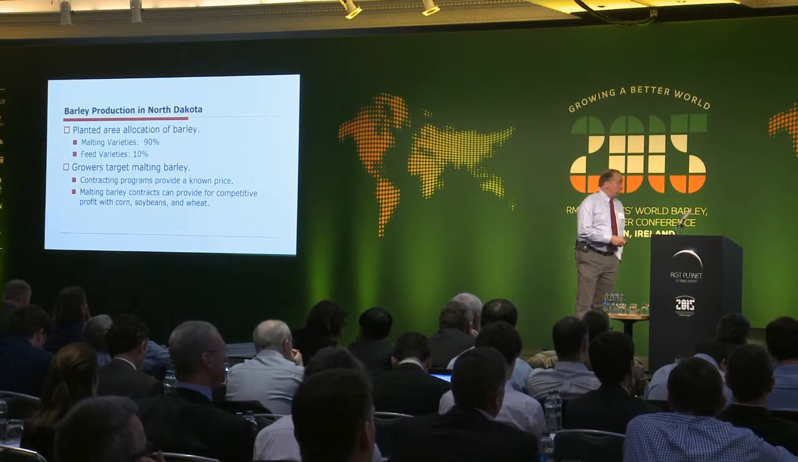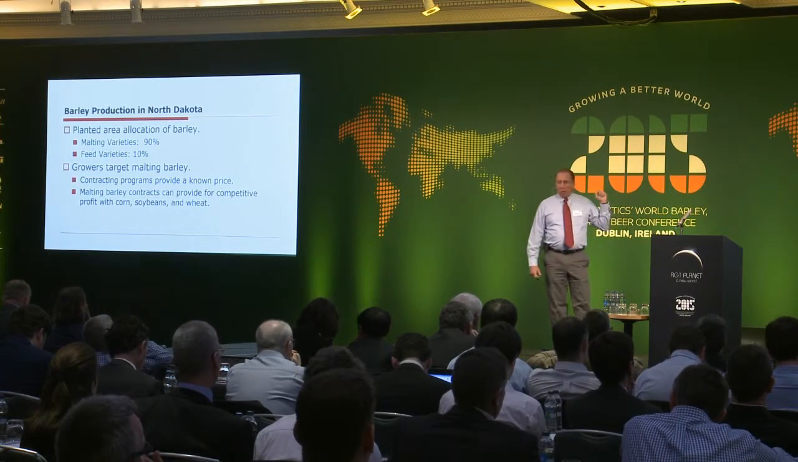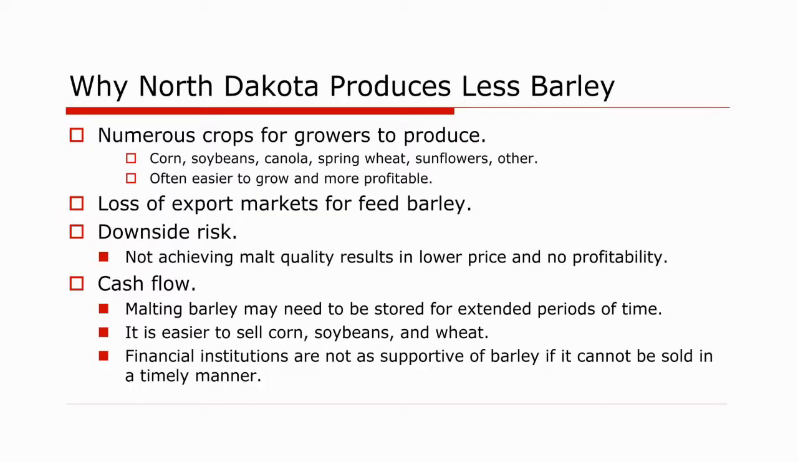That's what they want. Why? Contracting programs have been very beneficial the past few years. They've evolved very, very quickly, and they can be competitive. It started to make the crop competitive with corn, soybeans, and wheat. Why do we produce less? First off, we have a lot of crops that we can pick from. Export markets for feed barley, those have pretty much gone away. There's some, not a lot.